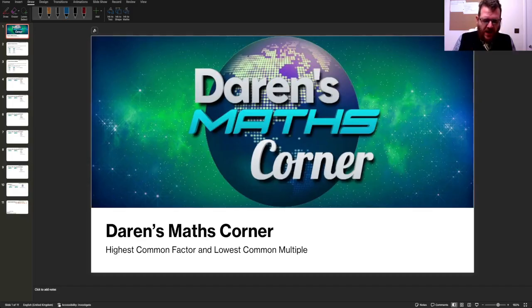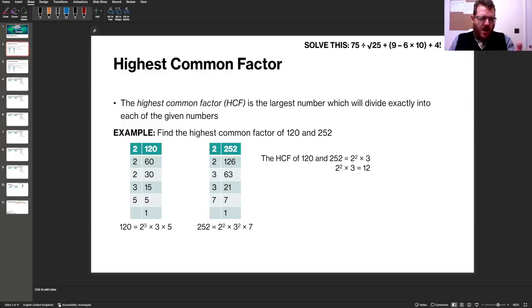And then what we find at this point, there's a few examples. The highest common factor is the largest number which will divide exactly into each of the given numbers. So we've got an example here. Find the highest common factor of 120 and 252.